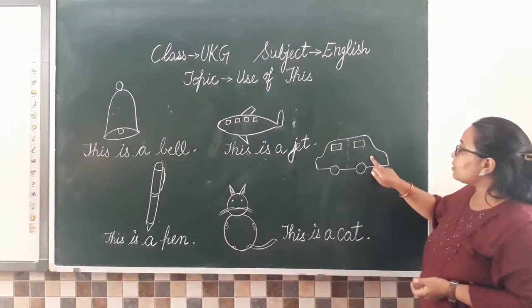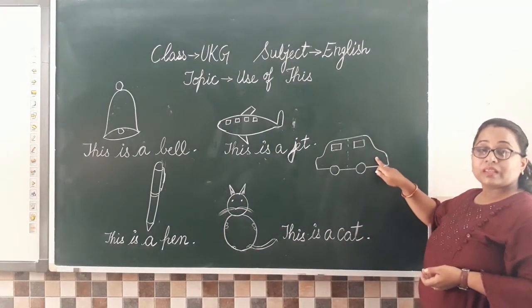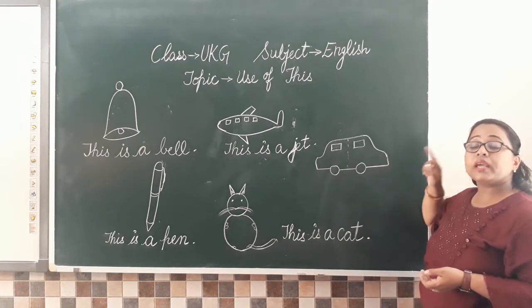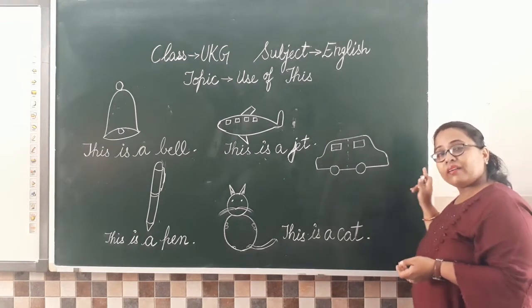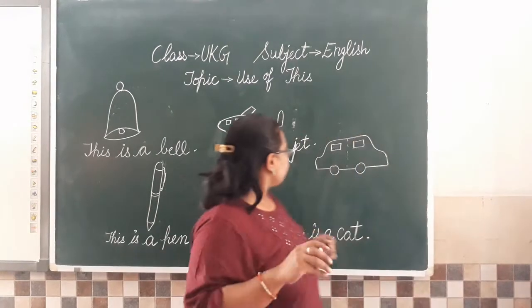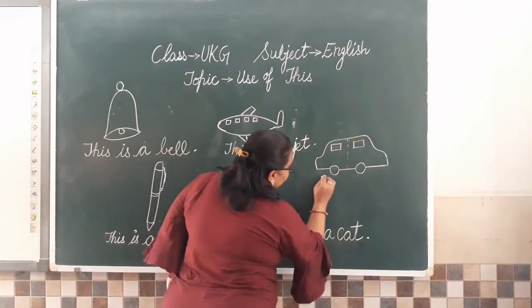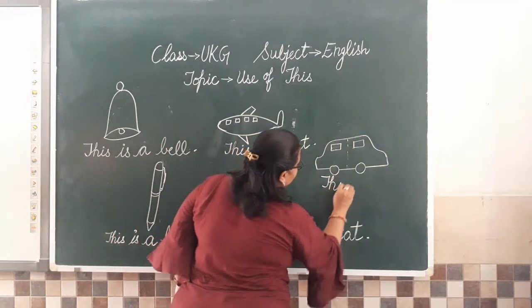Now tell me, what is this? Car. So what you are going to say? This is a car. Understood how you are going to use? I'll write here. This is a car.